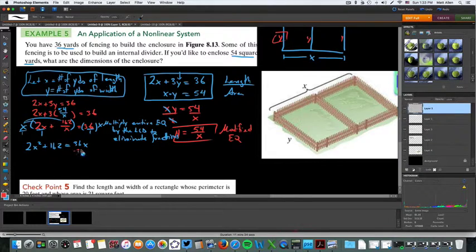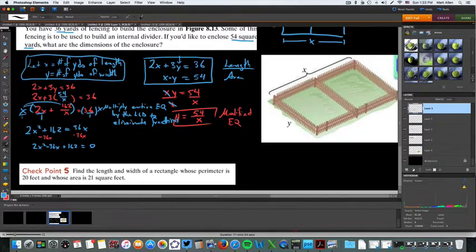I'm going to subtract 36x from both sides just so that we can get this equal to 0 again. So we see that 2x squared minus 36x plus 162 would be equal to 0. And because everything's divisible by 2, let's go ahead and rip everything in half. If we divide everything by 2 here, we would see that we get just x squared minus 18x, and half of 162 is 81.